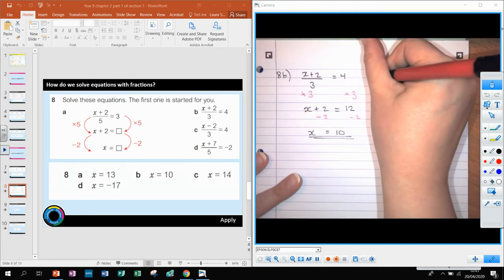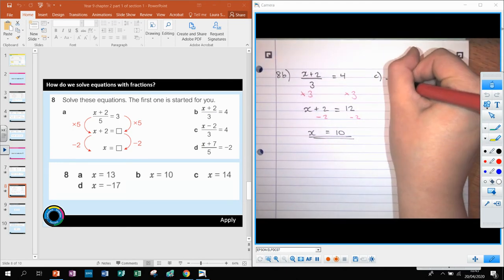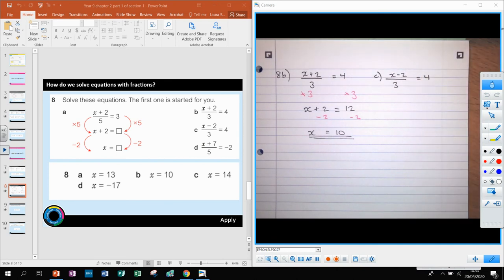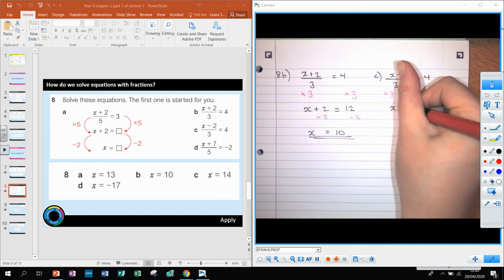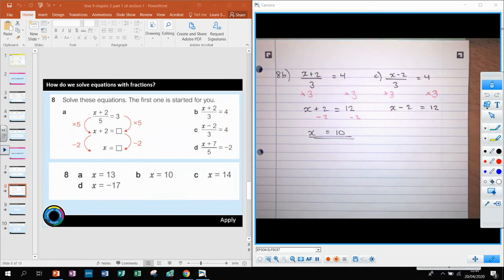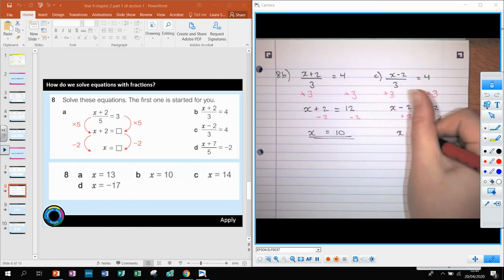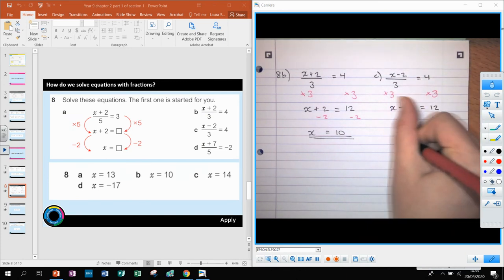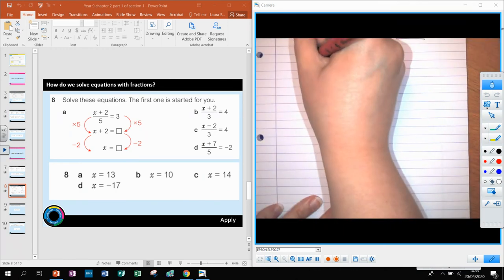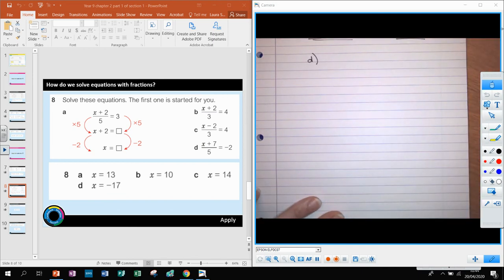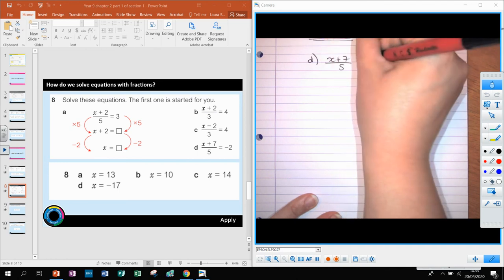Okay, for part C, we had x minus 2 over 3 is equal to 4. First step was to multiply by 3, giving us x minus 2 equals 12. We then add the 2 to both sides, giving us x is equal to 14. Well done.